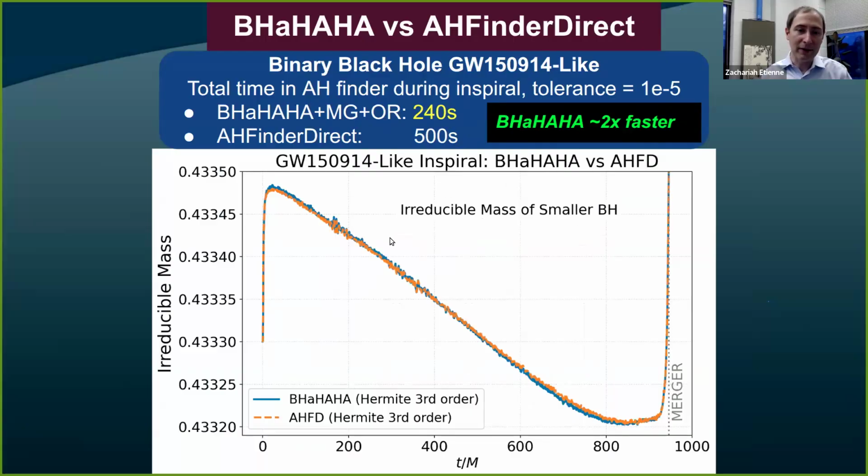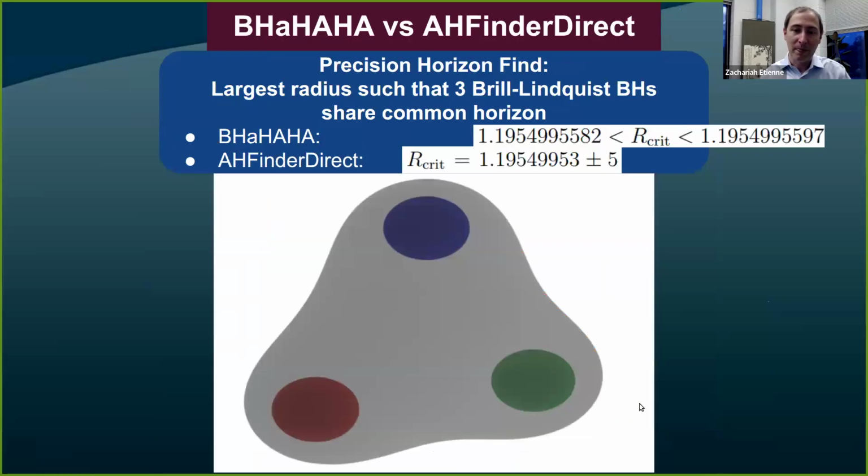Here we're looking at the irreducible mass of the smaller black hole. Look how many significant digits are plotted here on the left on the y-axis before you judge too harshly. You can see these curves overlap extremely well. We also did a precision horizon find.